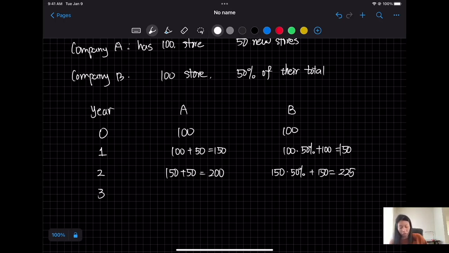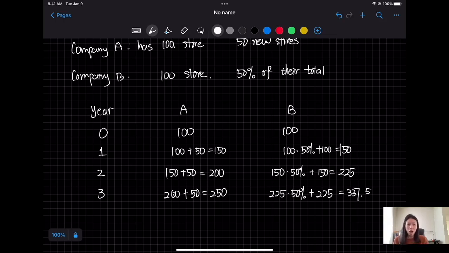On the third year, Company A is going to expand another 50 stores. So by the end of the third year, Company A is going to have 250 stores. But Company B is going to take what you have from the last year and increase it by 50%. So you end up with 337.5 stores, and then we're going to round up.